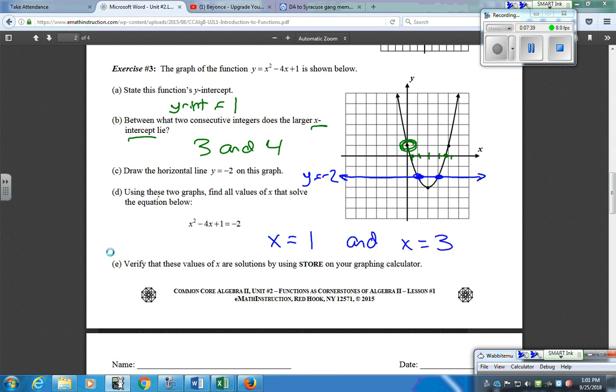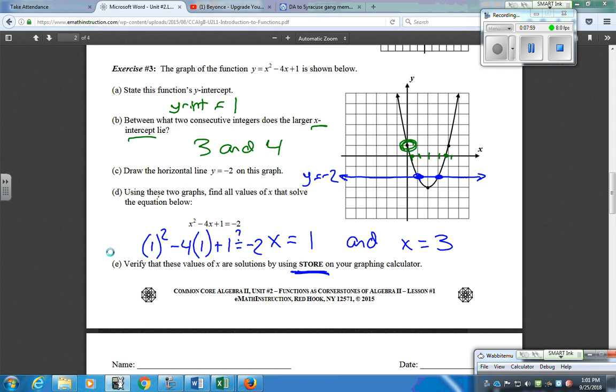And you could verify that if you plugged in 1, or you plugged in 3 in both spots, you would end up getting negative 2 on each side. Okay? And they say you could do that and check that yourself just by substituting. We've done a bunch of substituting already.